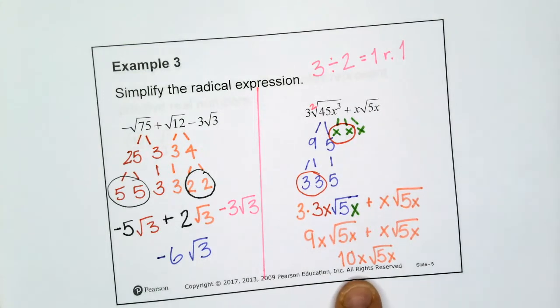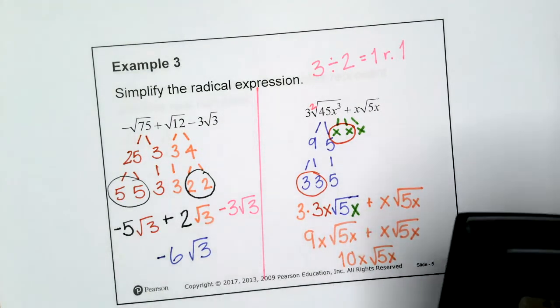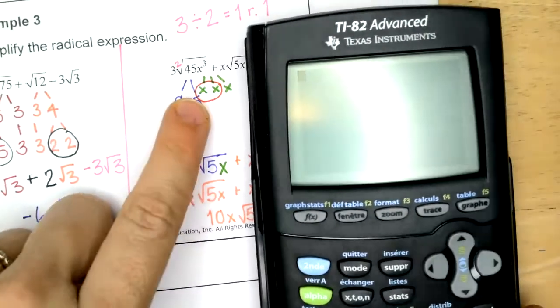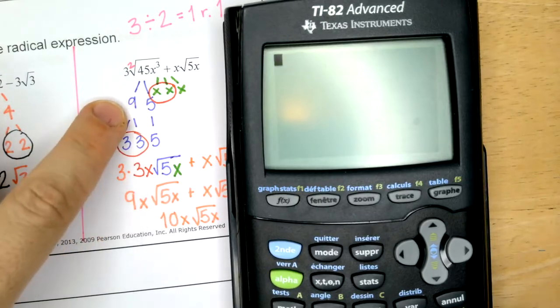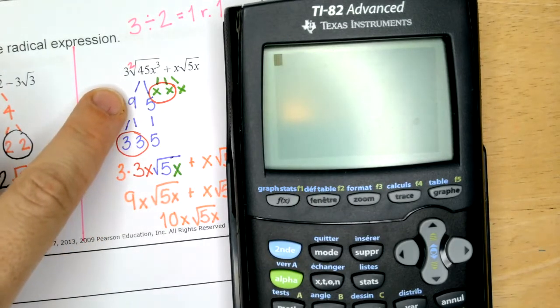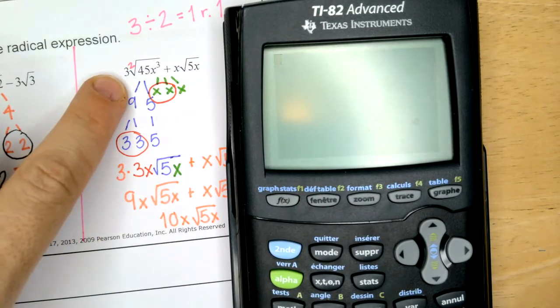Even though that's a variable, we can still check it. There is a way to check it. We just make that variable into a number, and that will tell you if it's wrong. It won't guarantee that you have the right answer, but it will tell you whether or not you have the wrong answer.